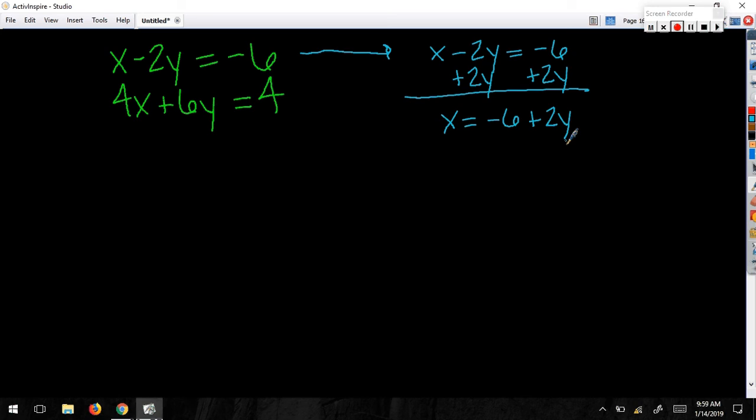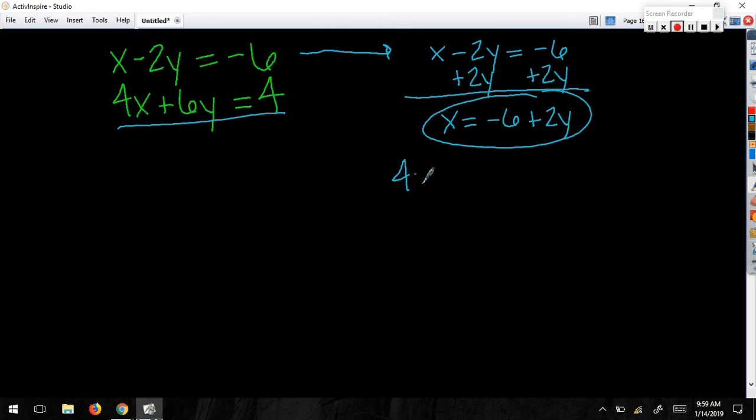We're not graphing right now, so don't worry about anything with slope or anything like that. So now look, that was step 1: get the variable by itself in one of the equations. So now I need to use this and go to the second equation.